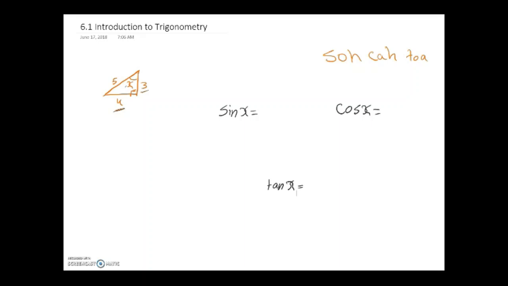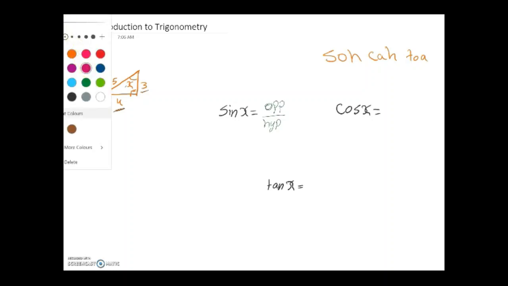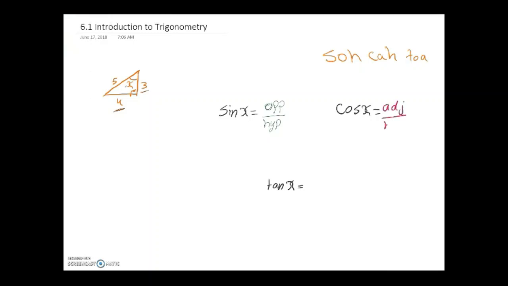So sine equals opposite over hypotenuse, cosine equals adjacent over hypotenuse, and finally the tangent equals opposite over adjacent.